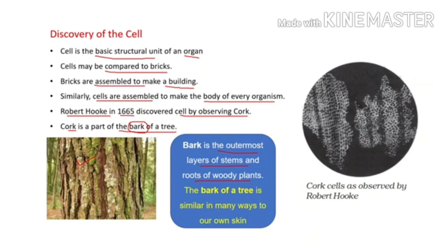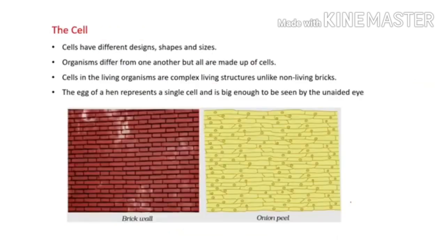Here is a picture showing the cork cells as observed by Robert Hooke. Here you can see it is similar to our skin. It is having hexagonal structural units. The cells have different designs, shapes and sizes. Organisms differ from one another, but all are made up of cells.